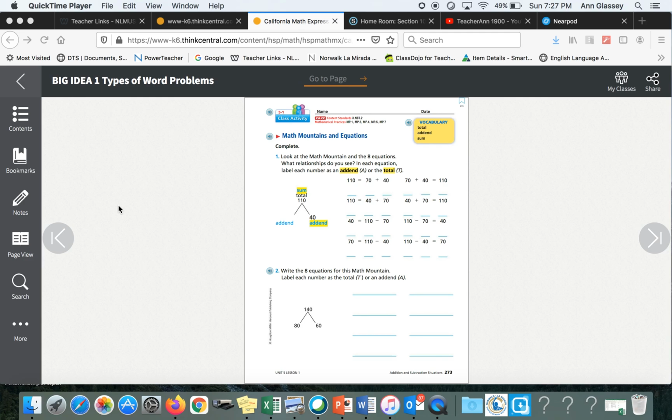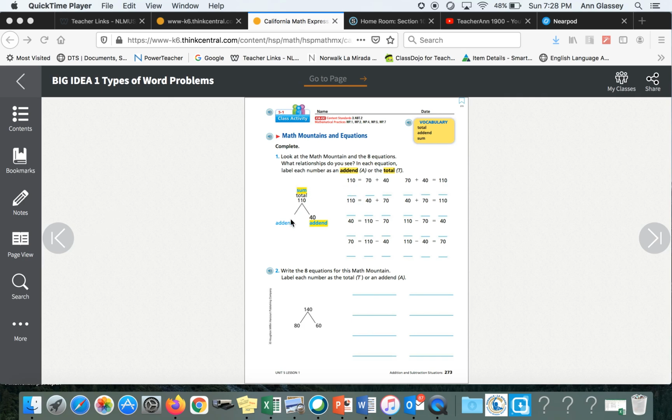What relationships do you see? In each equation, label each number as an addend or the total. You will write A for addend and T for total. We talked about addends earlier this year. Addends are the numbers that you are adding. The total is how many you have in all after you add the numbers.